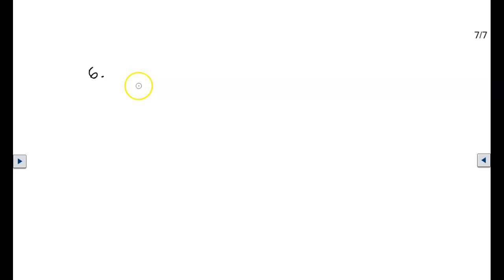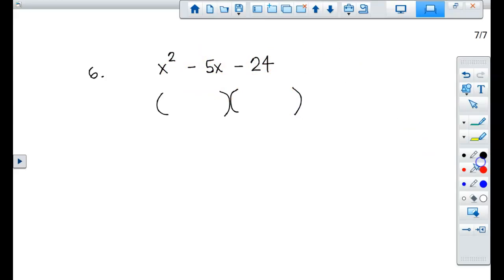Now, let's try this next. Let's try x squared minus 5x minus 24. Now again, when I'm looking at this problem, I'm going to need some negative numbers because there's lots of negative going on here. All right, so I've got myself set up.